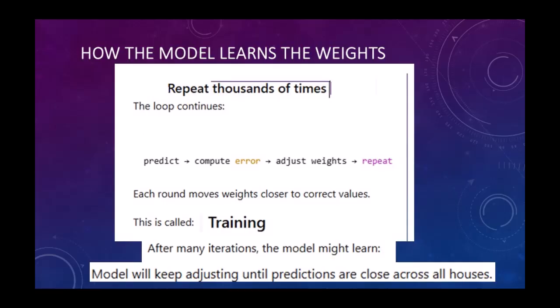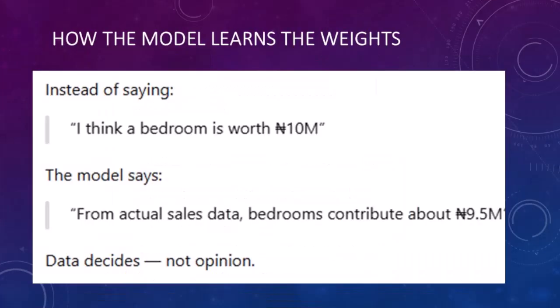Now, this is called training. So, this is not guesswork. It's not about, I think a bedroom is worth 10 million. No, the model says from actual sales data, bedrooms contribute about 9.5 million. So, data decides, not opinion, not guesswork.